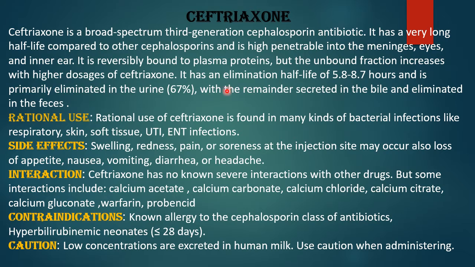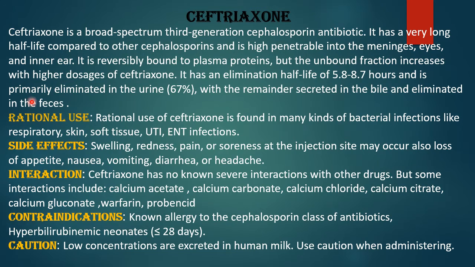So our drug is Ceftriaxone. What is Ceftriaxone? It is a broad spectrum third generation cephalosporin antibiotic, which has a very long half life of 5.8 to 8.7 hours and is primarily eliminated in the urine. It has high penetrating strength into the meninges, eye, ear, and inner ear. It is reversibly bound to plasma protein, but the unbound fraction increases with higher doses of ceftriaxone.